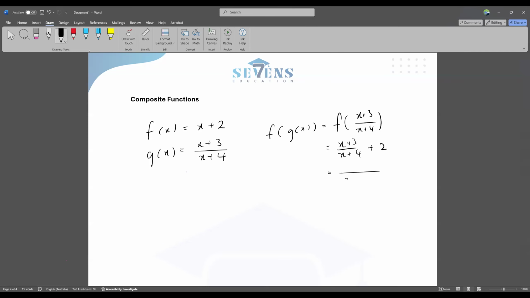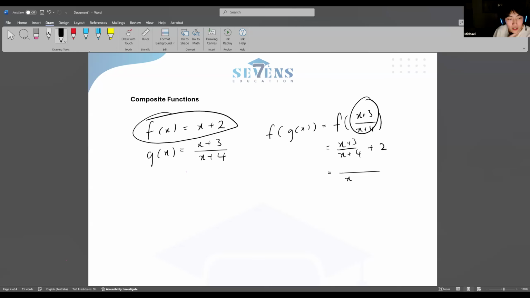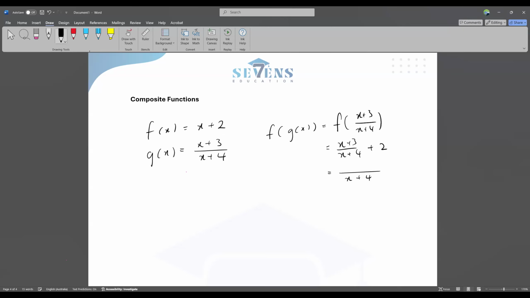Wait, where's the plus 2 from? Oh, so you're putting this inside f, right? Oh, so I forgot that part about that. It replaces x. And you can simplify this. Plus 2 is pretty much plus 2 times this on the top, right? You got 3x plus 11. Is that what you got, Ryan? Yeah, 3x plus 11. Okay.